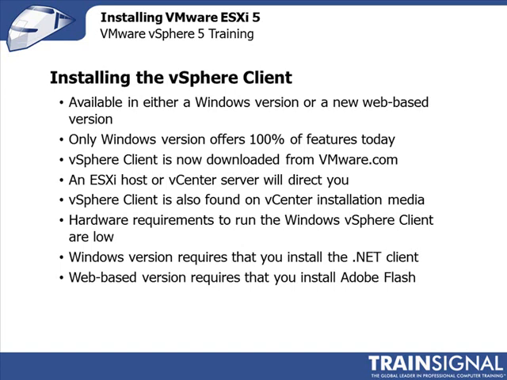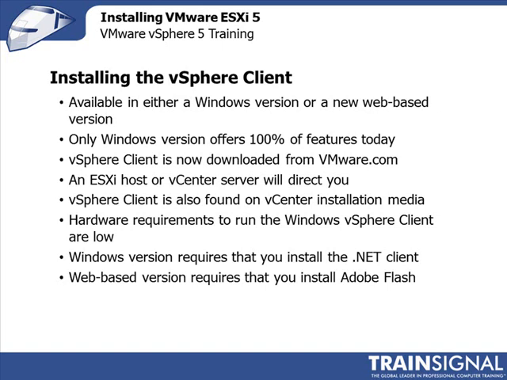With vSphere 5, the vSphere client is available in either the traditional Windows version or a new web-based version. However, only the Windows version offers 100% of the features that you'll need today as a VMware admin. The vSphere client is now downloaded directly from VMware.com, although you can go to an ESXi host or a vCenter server to direct you there. The vCenter client is also found on the vCenter server installation media.